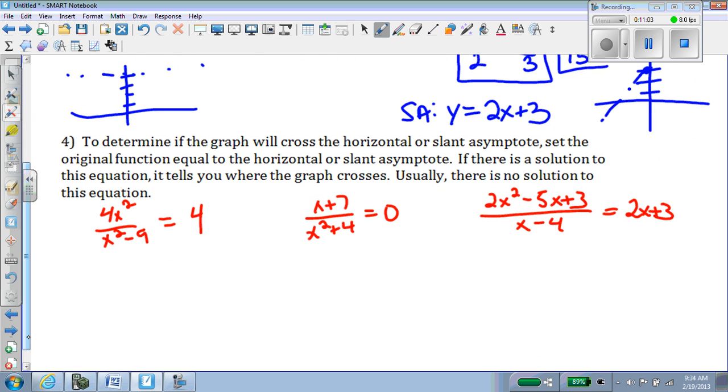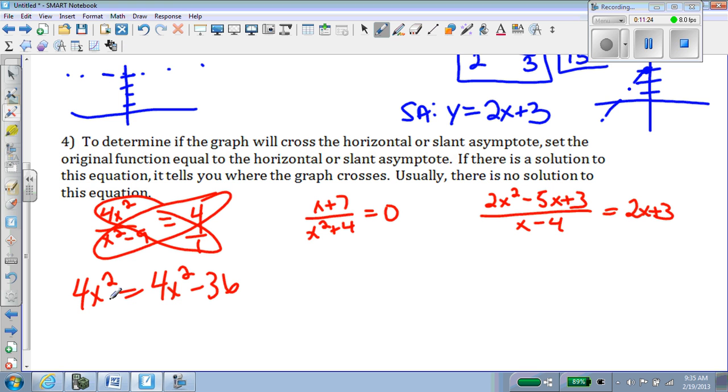Okay, so if we're going to cross our horizontal or slant asymptote, this equation will have a solution. So let's do this one. Let's put this over 1 and do a cross product. So I get 4x squared equals 4x squared minus 36, right? A little cross product here. 4x squareds are going to cancel. I get 0 equals negative 36, which is not true, which means my original f of x graph is not going to cross its horizontal asymptote.